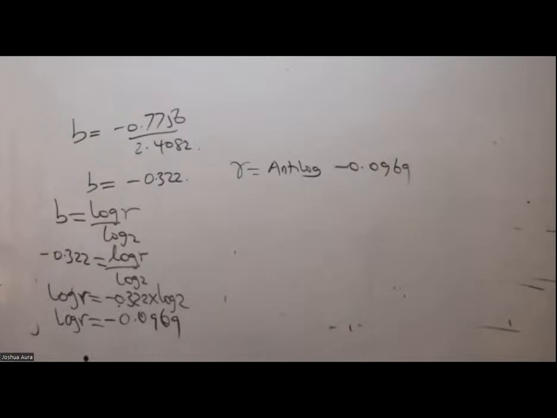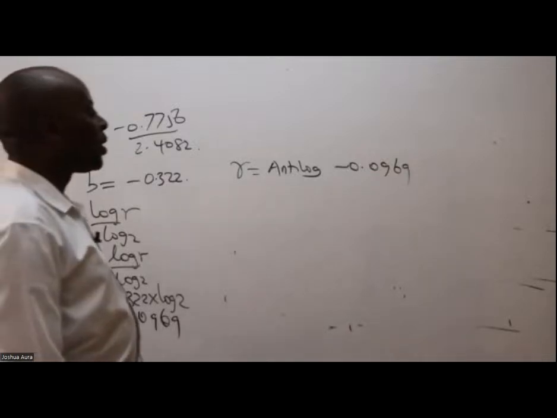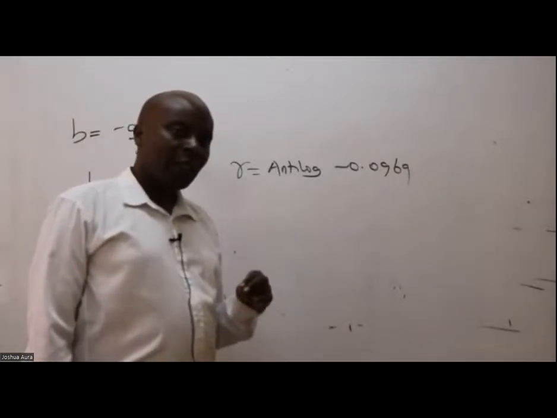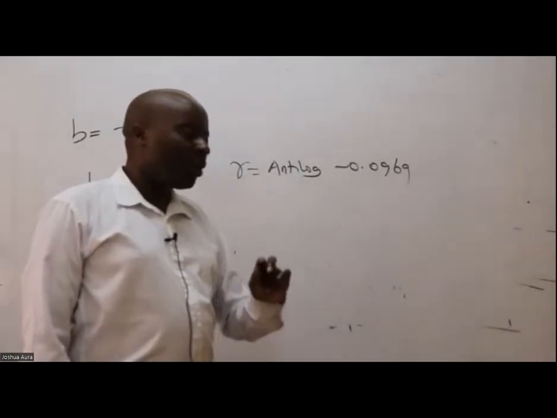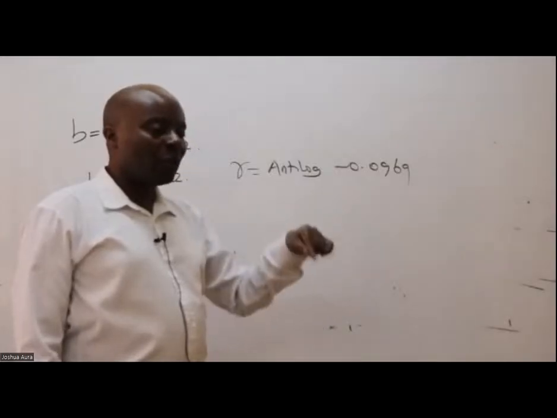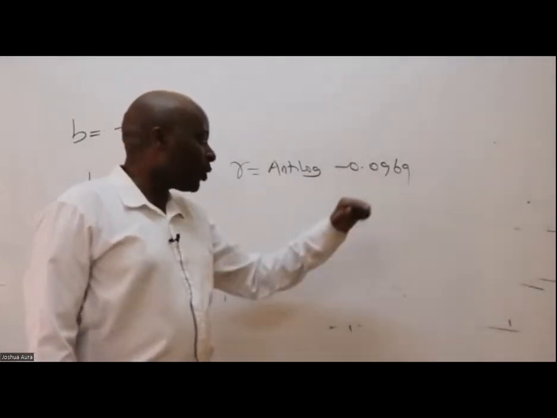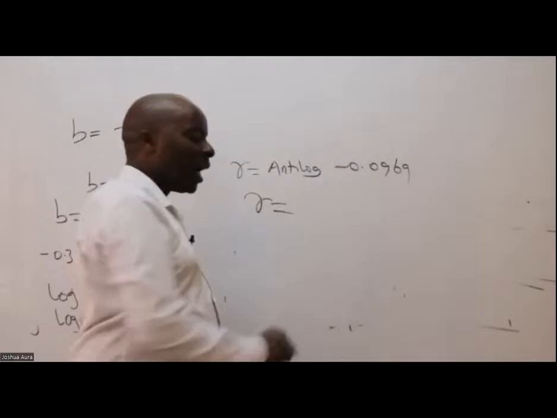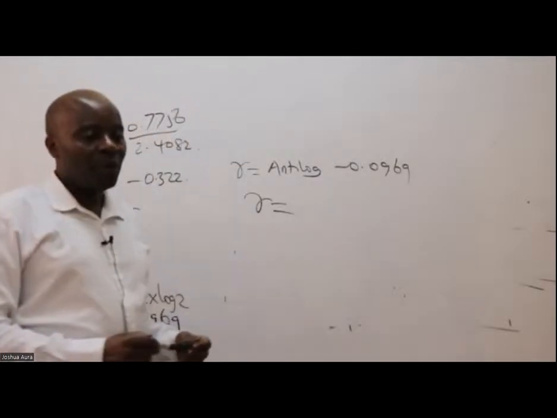So antilog is not really something that is very hard. What I need to do is to go to my calculator. Where you're seeing the button of log, you should now use shift log. Shift log means antilog. You press this number for you to be able to give us our R. Our R will be equal to who?